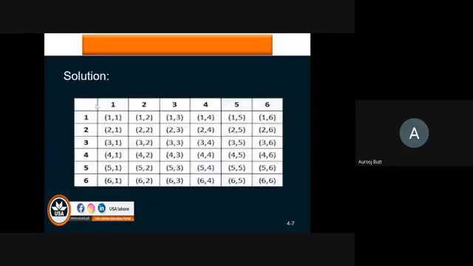According to the given condition, we have the case of rolling a die twice. Rolling a die twice means you write the outcomes 1 to 6 row-wise and then 1 to 6 column-wise. Then how will you enlist the sample points? Simply 1,1; 1,2; 1,3, and so on up to 6,6.